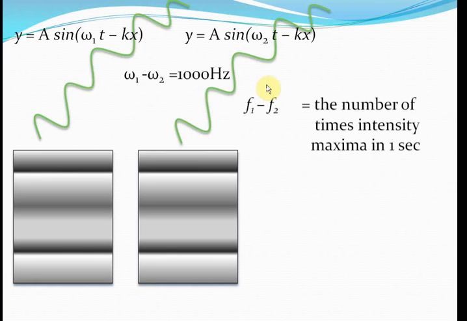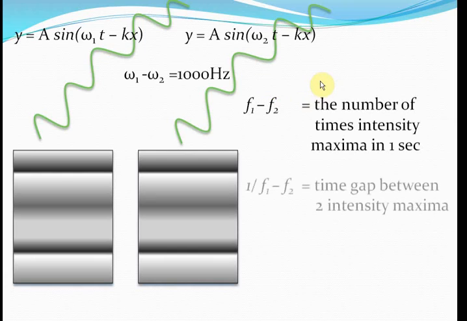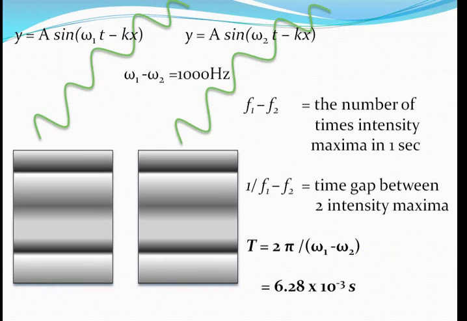F1 minus F2, as we already know, is the beat frequency. And the beat frequency is equal to the number of times the intensity becomes maximum in 1 second. So therefore, clearly, 1 by F1 minus F2 is the time gap between two intensity maxima. F1 is given to be 1000 divided by 2 pi. Thus, the final time period between two intensity maxima is t equal to 2 pi divided by omega 1 minus omega 2. That is 6.28 into 10 raised to minus 3 seconds.